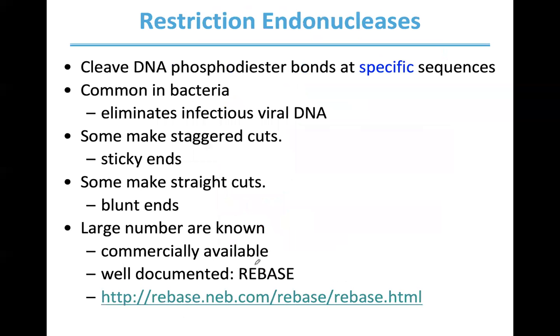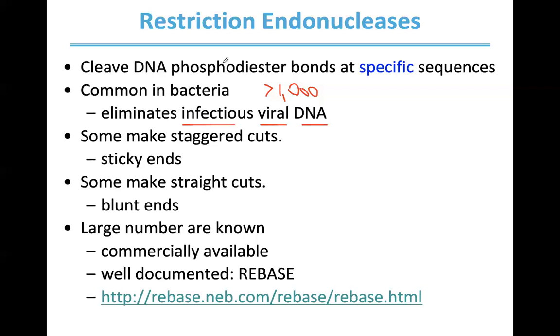So what do these enzymes do? Basically, they cleave phosphodiester bonds at specific sequences. We just talked about this. Very common in bacteria. There are over 1,000 of them in bacteria. Now, their primary role in bacteria is that they allow the bacteria to fight infectious viral DNA, right? So if bacteria have been exposed to viral DNA, they can recognize specific sequences in the virus, right? And if they do that, then the infectious viral DNA can be cleaved. And if you cleave the viral DNA, the virus cannot be infectious anymore.